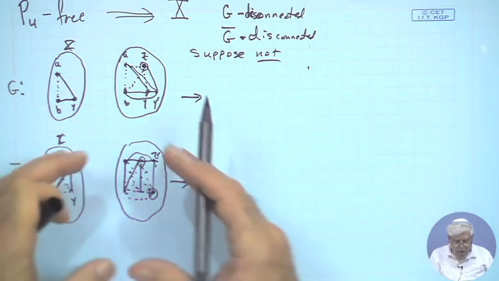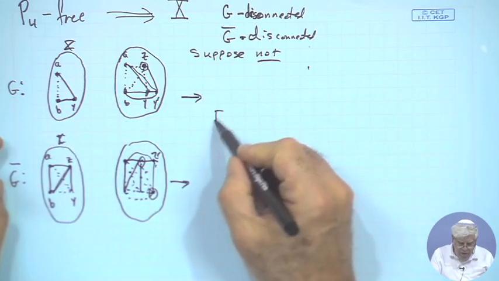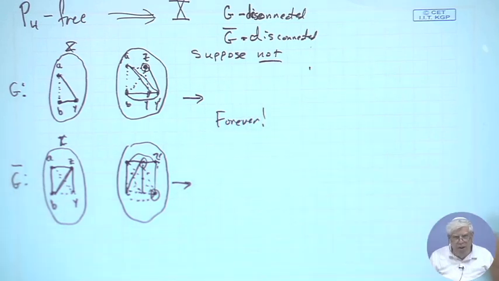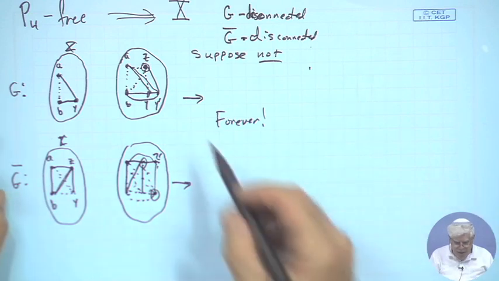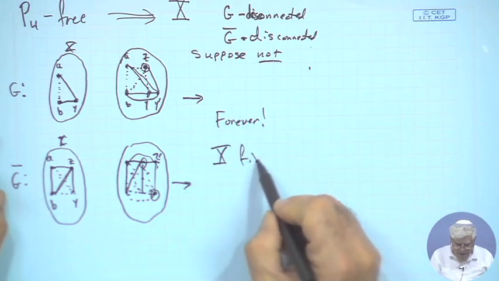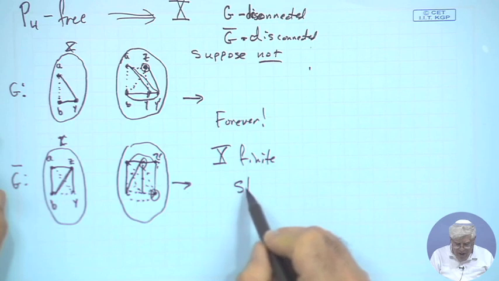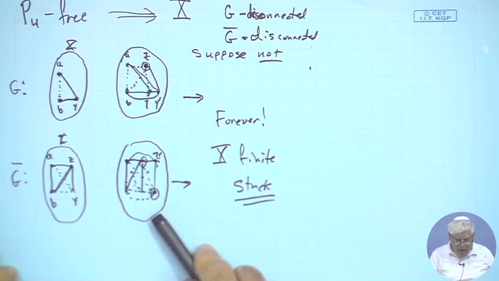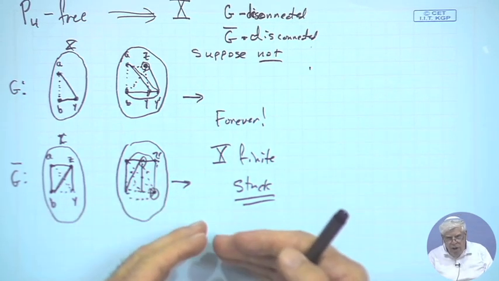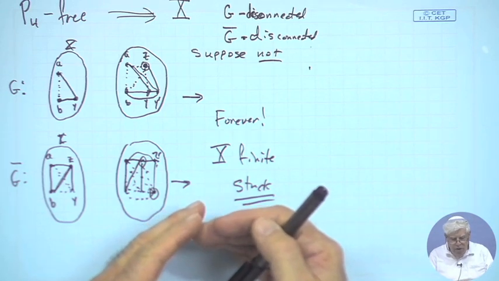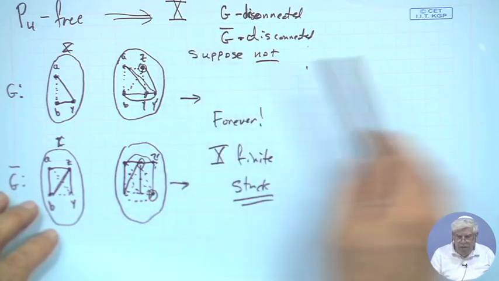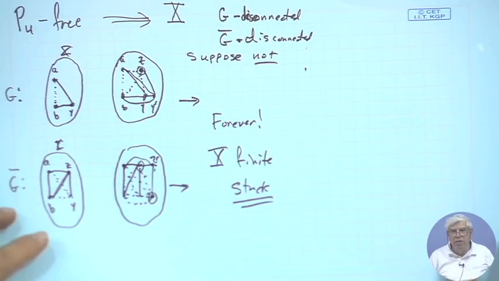Okay? This construction keeps going on forever. But I'm running out of vertices. X is finite. So I'll get stuck. It can't happen that you can go on forever with a finite set. So this will eventually stop. Eventually, I won't be able to continue any further. And that will be my contradiction for the supposition that there is such an X. Therefore, there isn't.